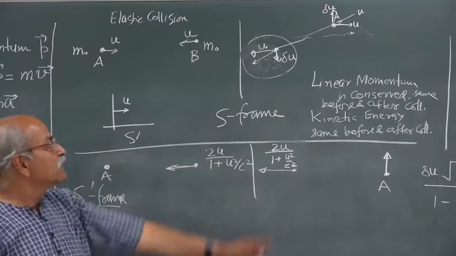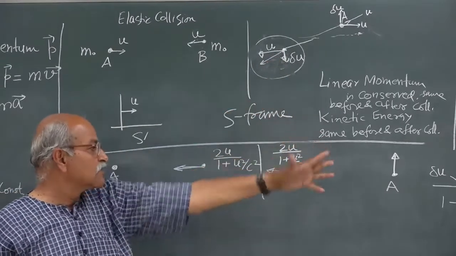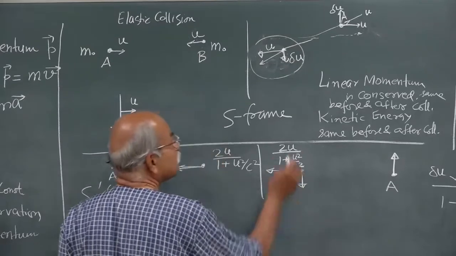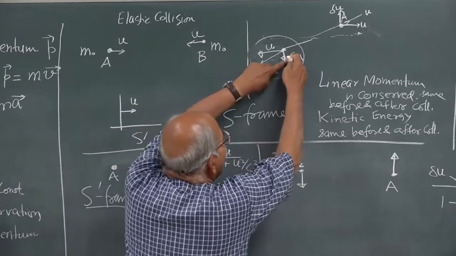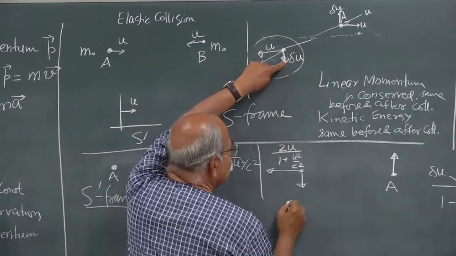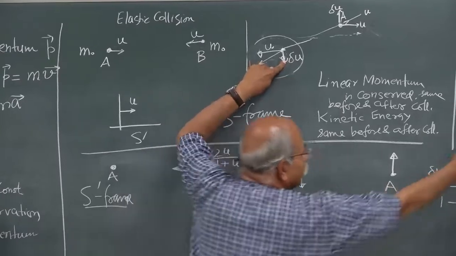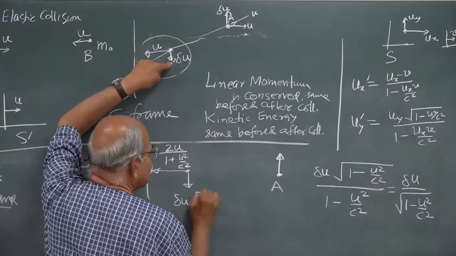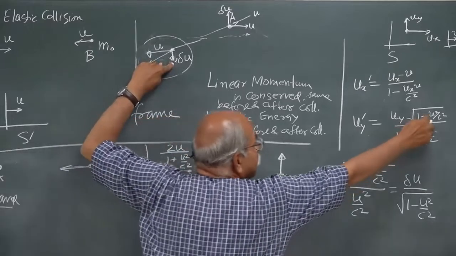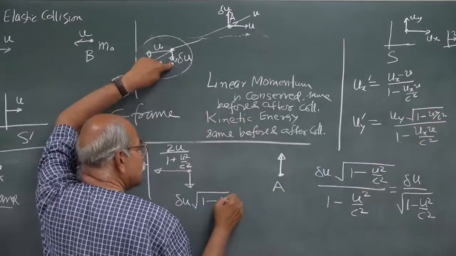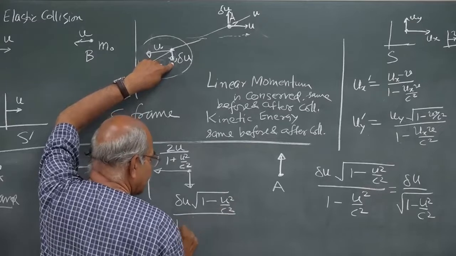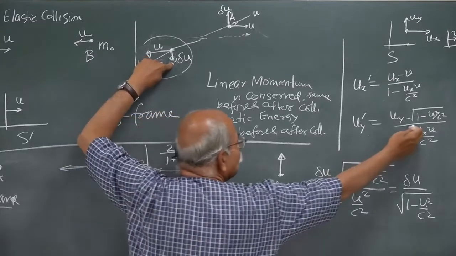And the y component is delta u here. So with a similar transformation, the y component will be what? That will be delta u. Look here, this is uy, and then square root of 1 minus v, the frame velocity, which is u here, so u square by c square, divided by 1 minus ux.